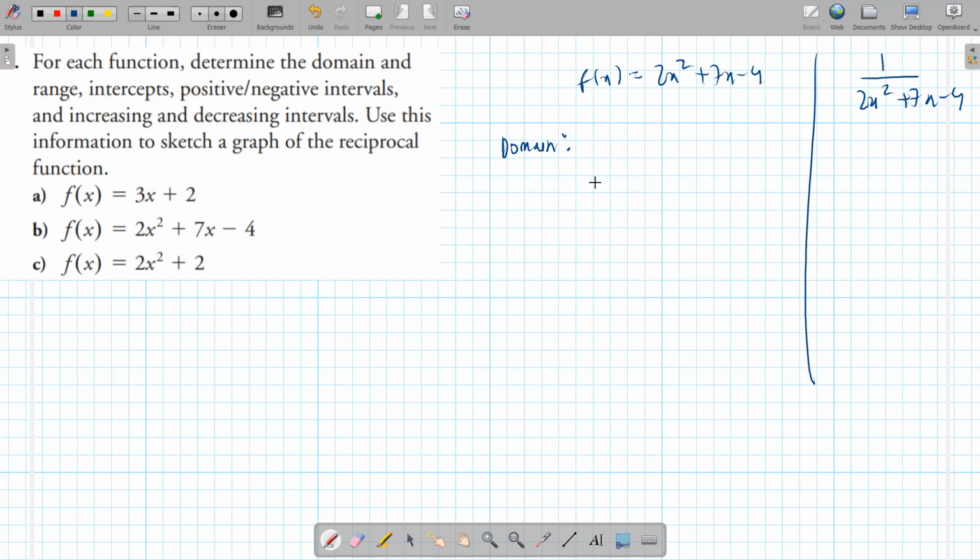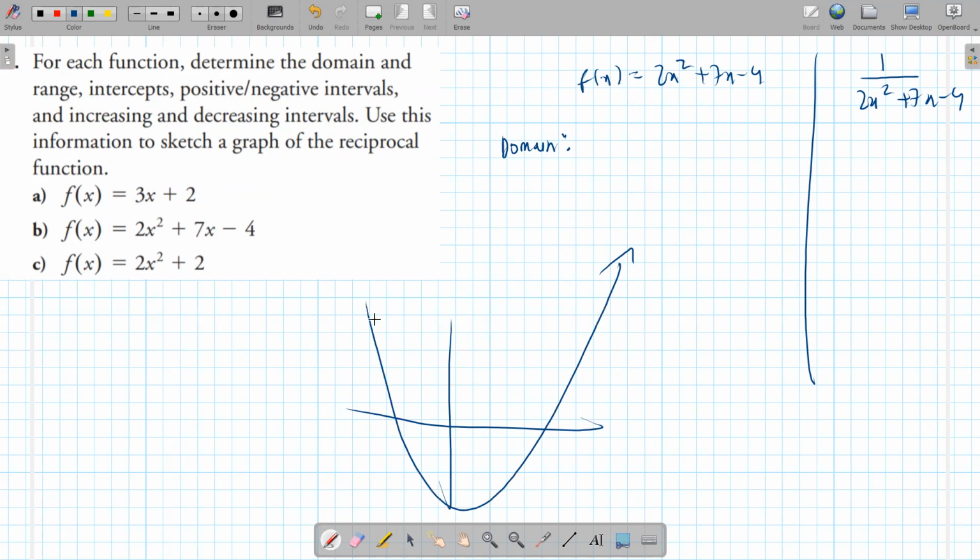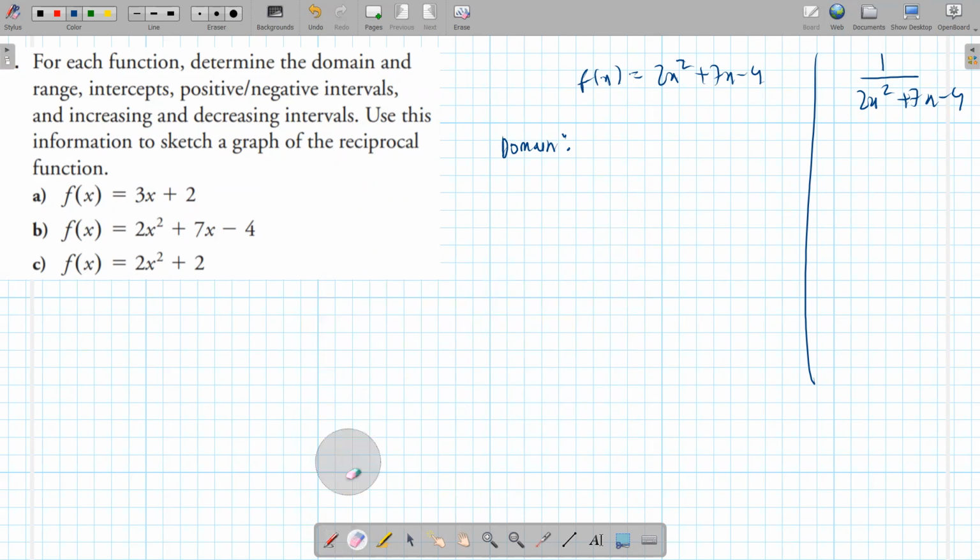That means what are the possible x values a quadratic can take, right? A quadratic looks like this, you see? It's infinite. X can be anything for a quadratic. Also for a linear, x can be anything. Now what's the range of a quadratic? To find the range of a quadratic, you need to find its vertex.